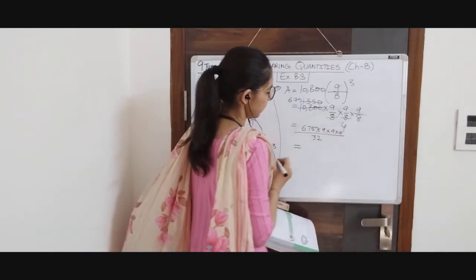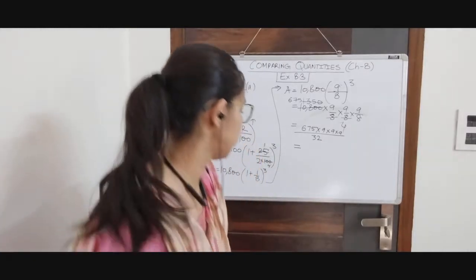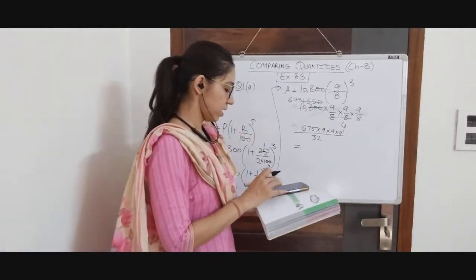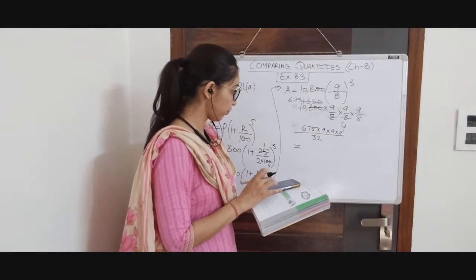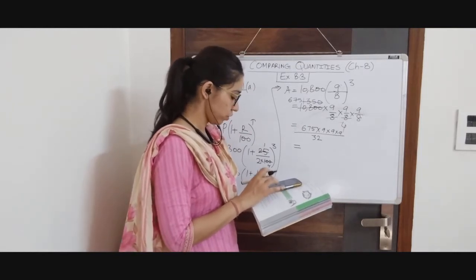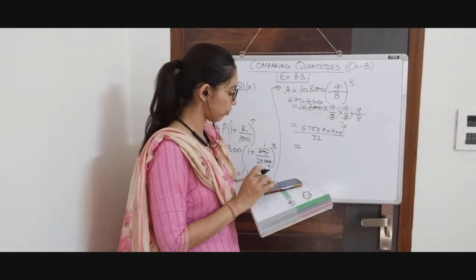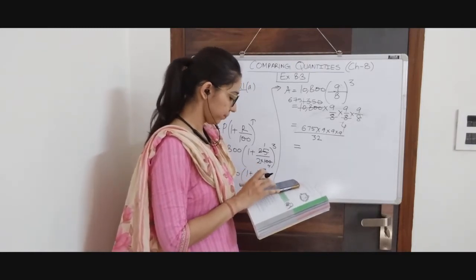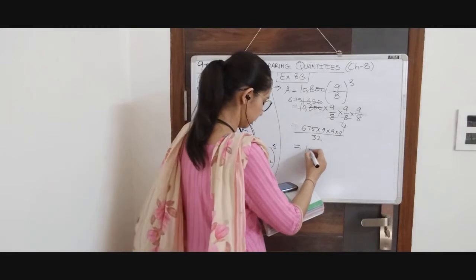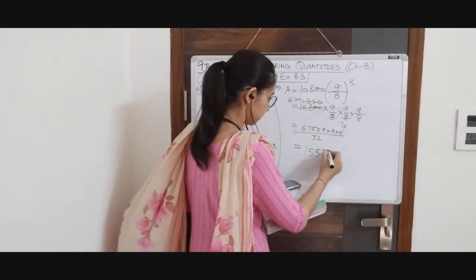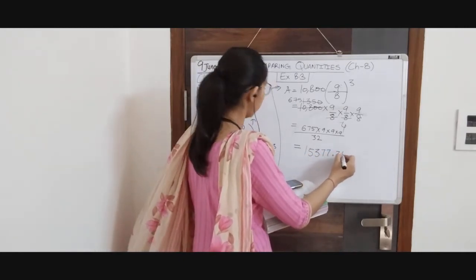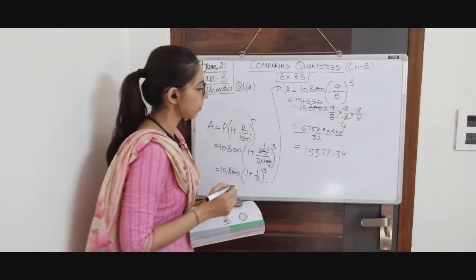I'll be using a calculator so that I can do the calculations fast, but you have to do your calculation manually because in your paper you won't be provided with a calculator. So it came out to be 15,377.34. Okay, your amount is this.